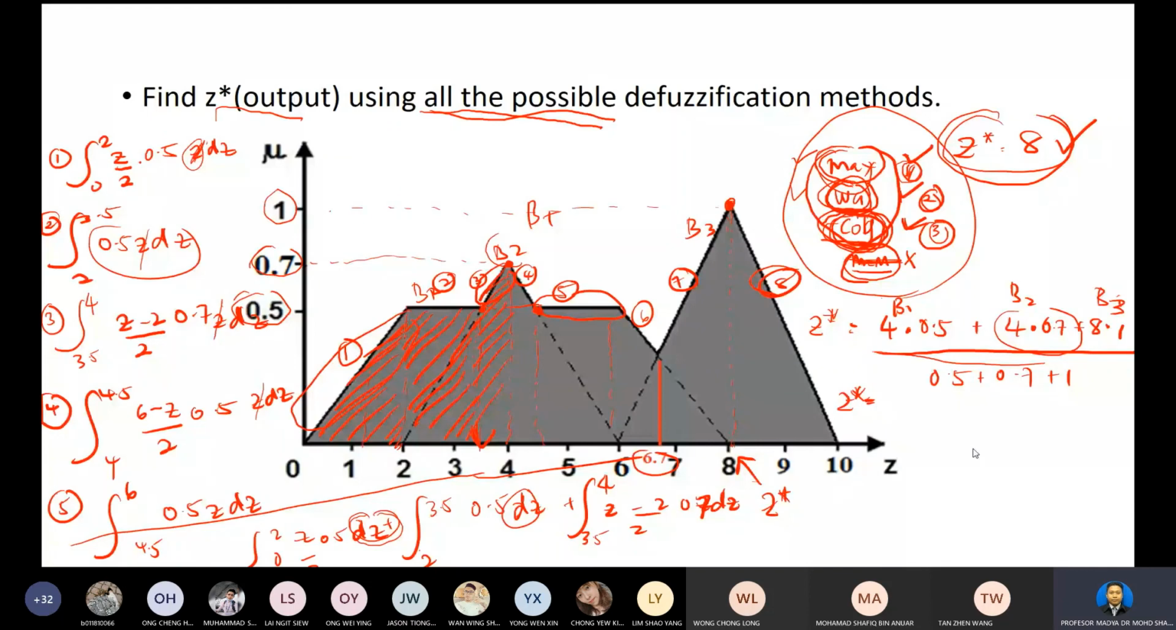Okay guys, did you get the answer? Any answer for this one, using the center of gravity?